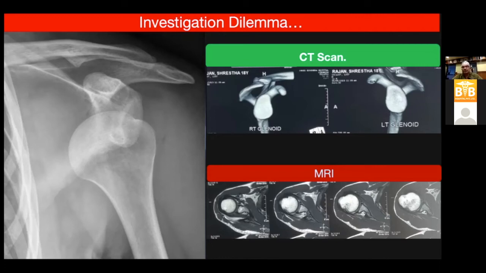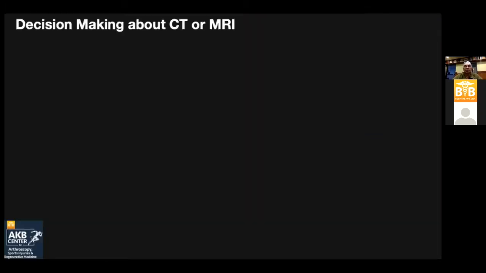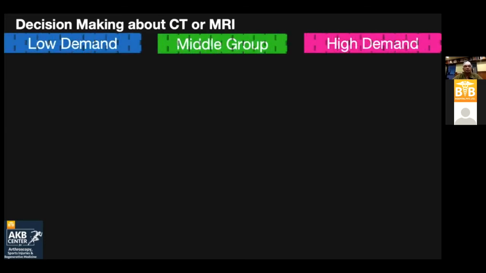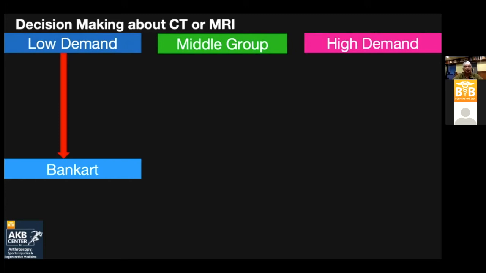In our part of the world, where economics makes a difference in choosing what type of investigation to send, we again make our decision to do either a CT scan or MRI based upon the same protocol. If a patient is low demand, we are going to do a Bankart repair. Bankart repair is a soft tissue procedure, so we need to see the status of the soft tissue. That is why we do an MRI.